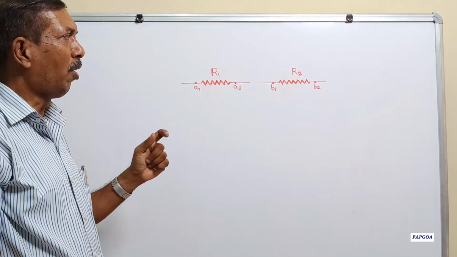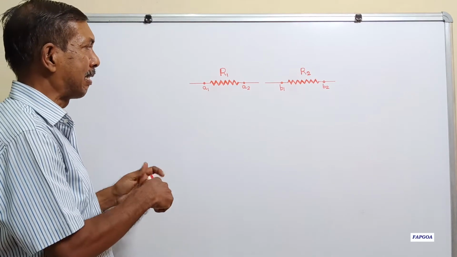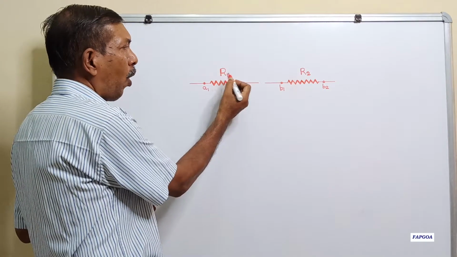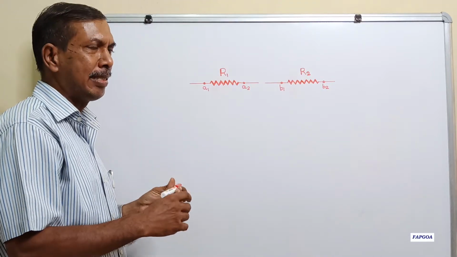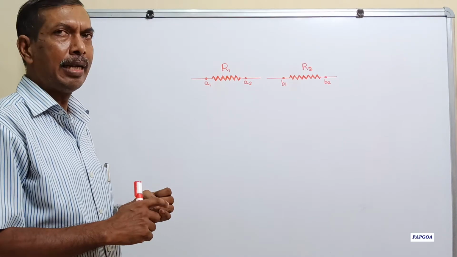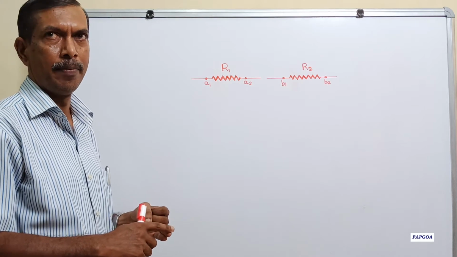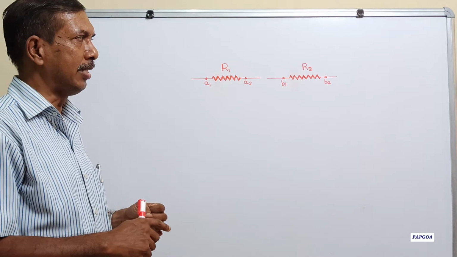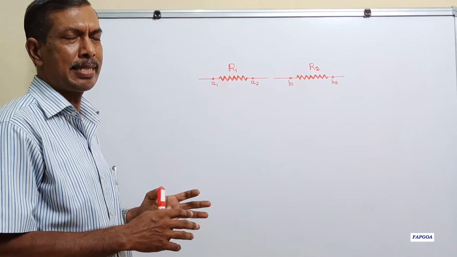So what you see on this whiteboard, there are two resistances drawn, R1 and R2. Now these resistances can be connected in two different ways. They can be connected in series and they can be connected in parallel. And the third connection is they can be connected in series and parallel in a circuit.